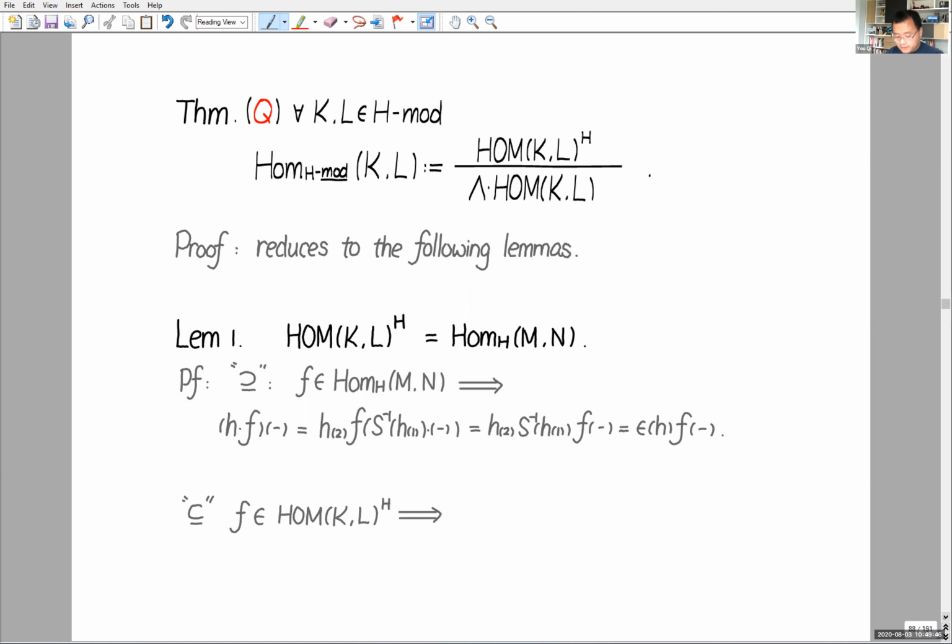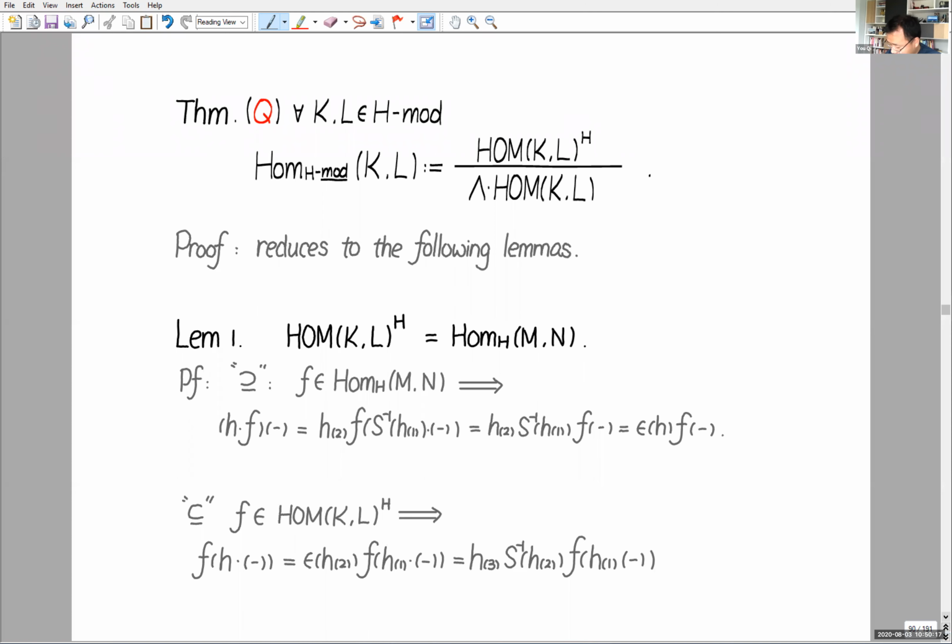And conversely, if F is an H-invariant on the left-hand side in the vector space Hom, then you can apply F to H using the Hopf algebra axioms. Again, you can split out a copy of epsilon of H2. Epsilon of H2 multiplied by the first component is just H. And epsilon of F, using the trick we have seen here, you split into H3 times S inverse of H2 of F of H1.